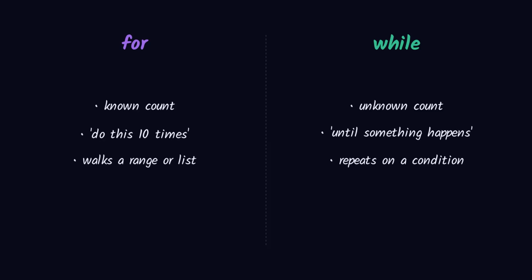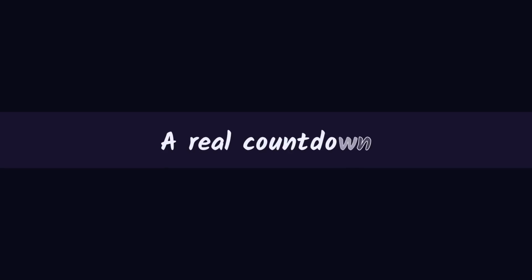Here's the whole decision. Use a for loop when you know how many times. Do this 10 times or once per item. Use a while loop when you don't. Keep going until a condition flips. Counting versus waiting. Let's make that opening countdown make sense.